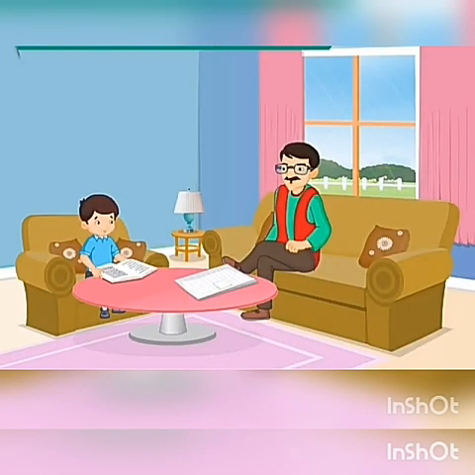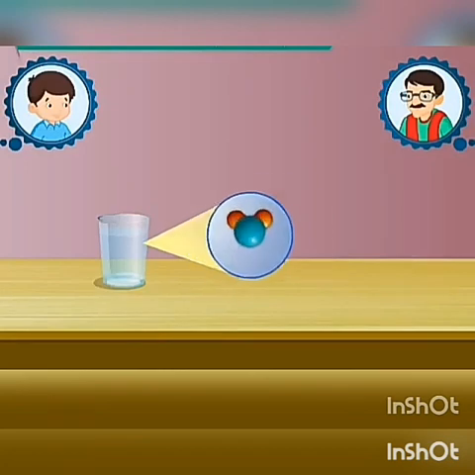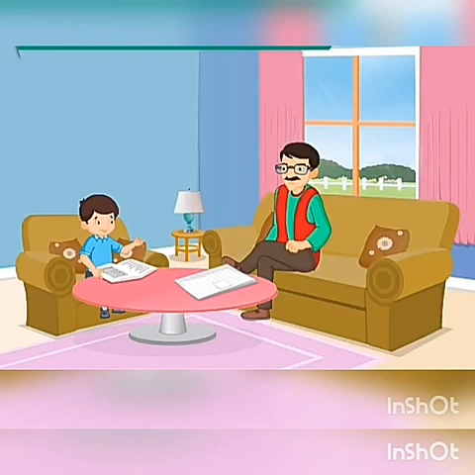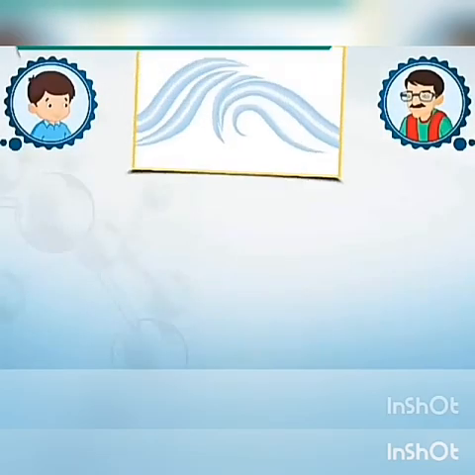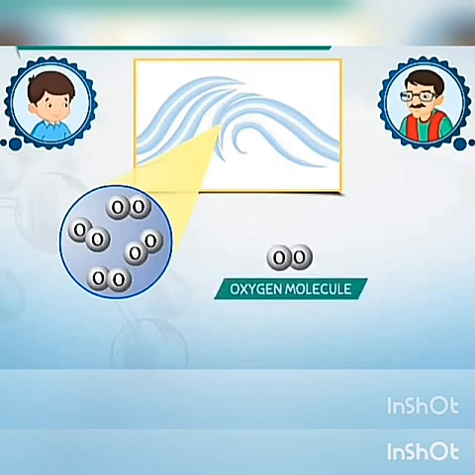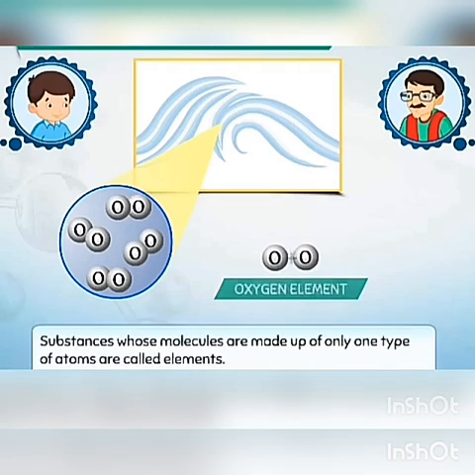Oh! Let me explain this to you through a few examples. Do you know that the water which we drink contains both oxygen and hydrogen? Aren't oxygen and hydrogen gases, Dad? They are. Let us learn about oxygen. Oxygen gas is made up of oxygen molecules. Each oxygen molecule has 2 oxygen atoms. Such molecules which are made up of only one type of atoms are called elements.